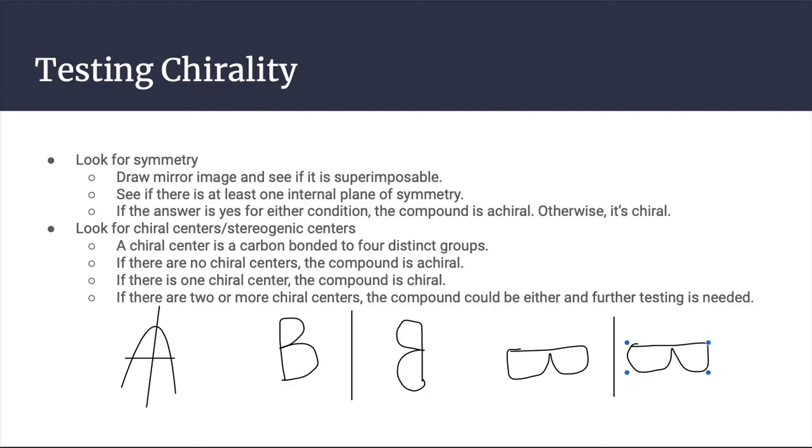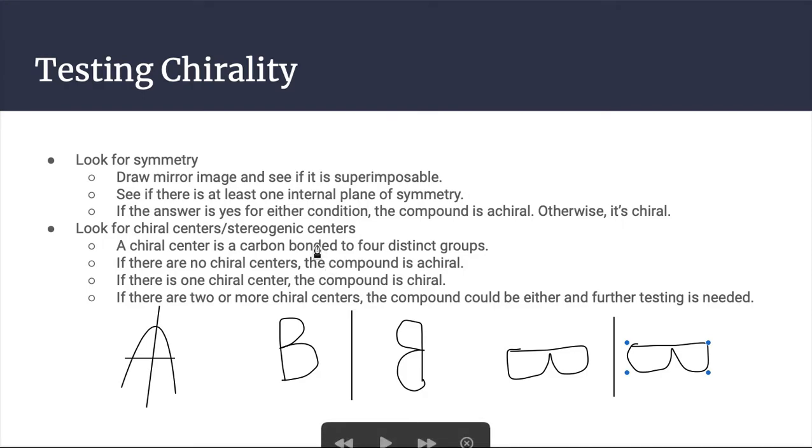So that's why there's a second test, and that is to look for chiral centers, also called stereogenic centers. A chiral center is basically a carbon that is bonded to four distinct groups. So it's a carbon that has four different groups attached to it.